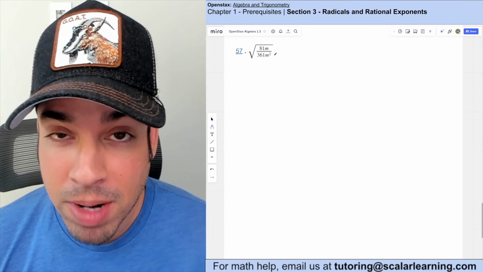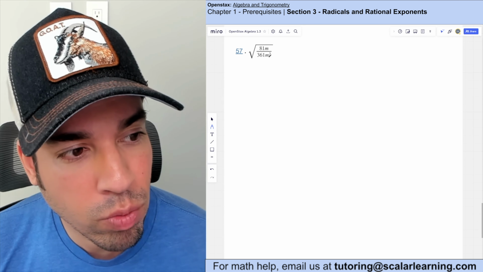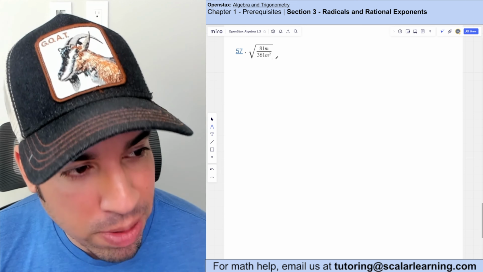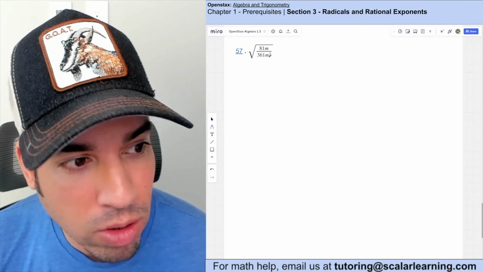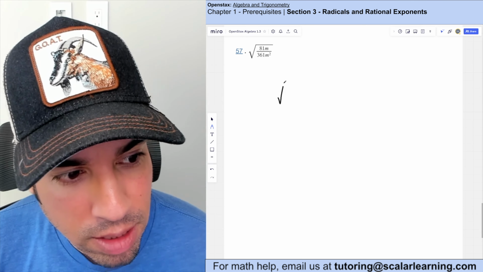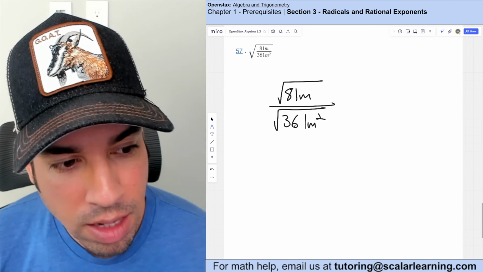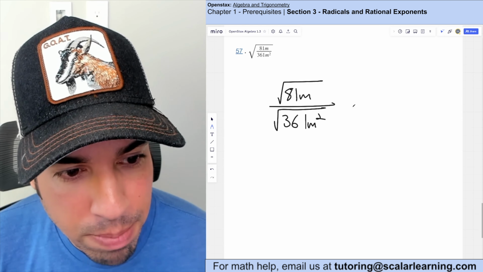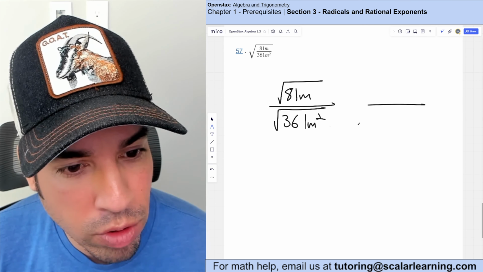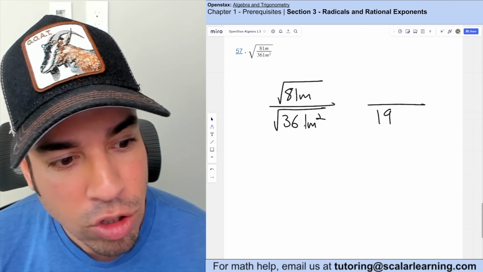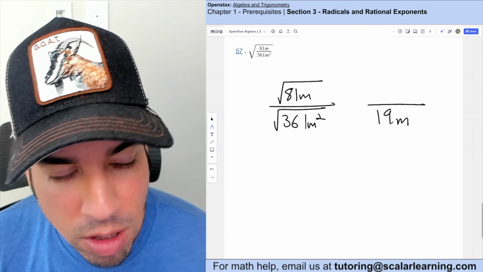So in this case, I could simplify the m over m squared to just leave an m in the denominator. But I'm not going to do that, because then I would remove the ability to completely take everything out of the radical on the denominator. So I'm just going to leave it as is, and I'm going to separate it into a radical on top of a radical. And the nice thing about 361 is it's a perfect square. So the square root of 361 is 19. The square root of m squared is m, so it's completely gone.